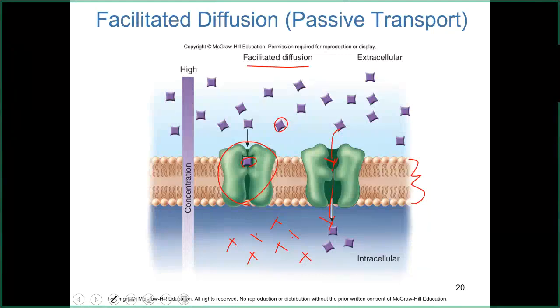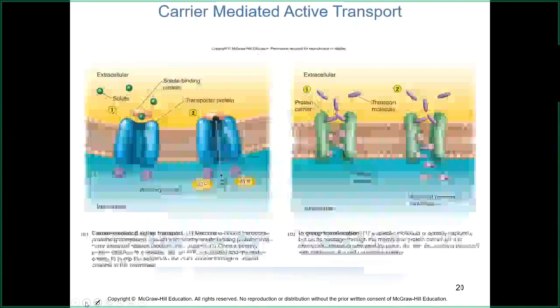By the way, if you're trying to think about things that would come through cells in this fashion, think of larger molecules, things that don't just easily slip between these phospholipids in the bilayer. Larger things are going to require carriers if they're going to pass through by diffusion. And in our bodies, glucose is commonly moved by way of facilitated diffusion. If you're looking for an example of a substance that moves this way, that would be it.